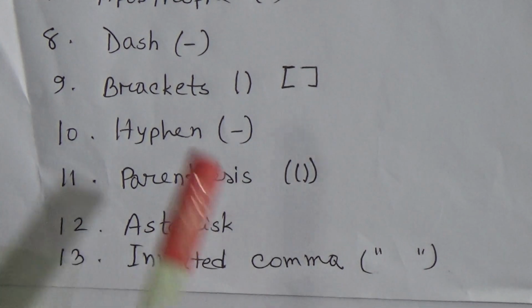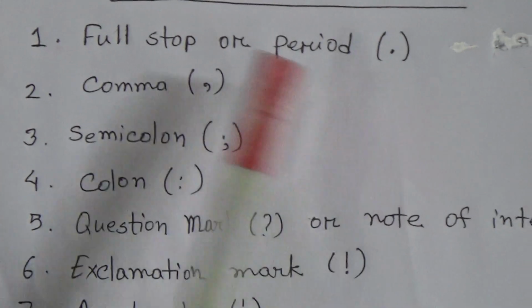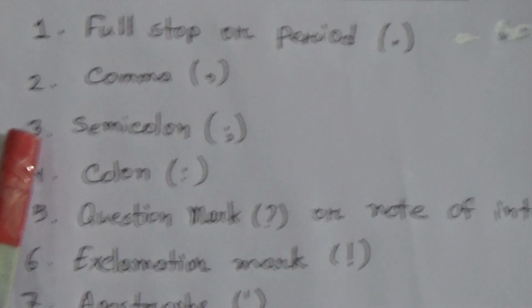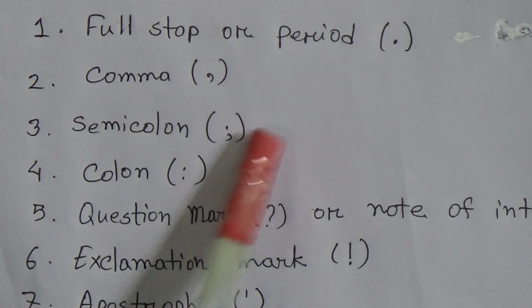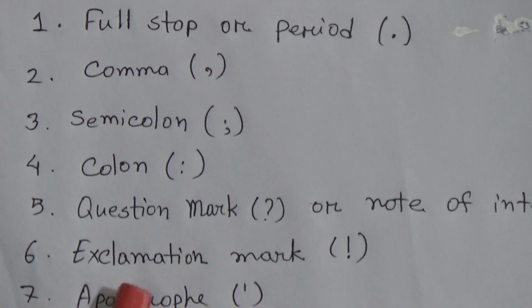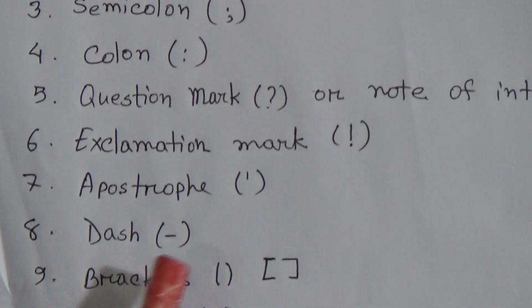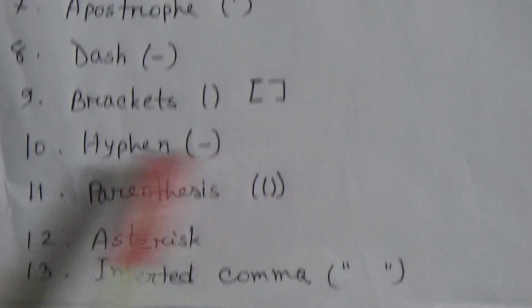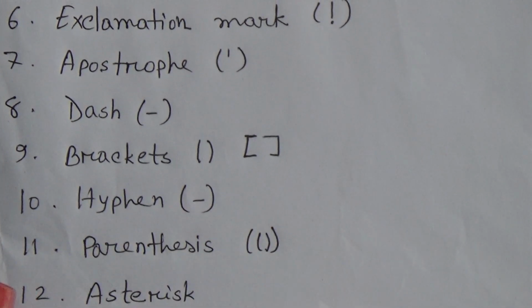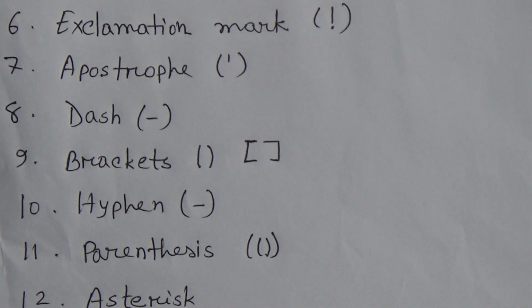I am going to say this once again. Number 1, full stop or period; number 2, comma; number 3, semicolon; number 4, colon; number 5, question mark or note of interrogation; number 6, exclamation mark; number 7, apostrophe; number 8, dash; number 9, brackets; number 10, hyphen; 11, parenthesis; 12, asterisk; 13, inverted comma.